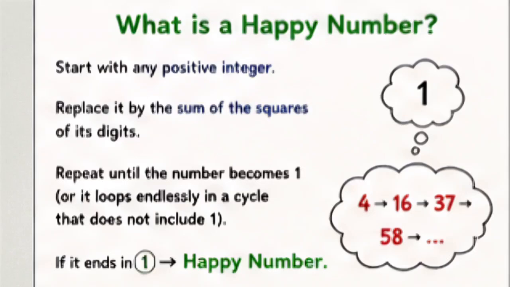This diagram outlines the exact rule for finding a happy number. Starting with any positive integer, we replace the number with the sum of the squares of its digits. If this process eventually results in a 1, the number is happy. Let's build the engine to do this.